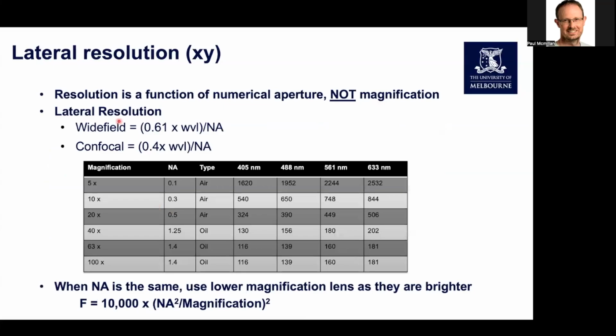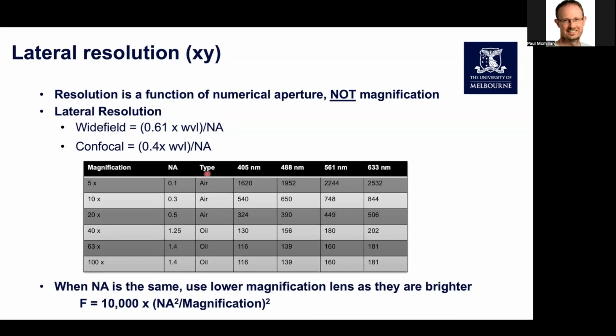So I mentioned everyone gets fixated on the magnification. When we're actually looking at the resolution of what's possible on this objective, it's actually the numerical aperture that's important, so not the magnification. So if we look at the equation, there's only 2 things we need to take into account. Here we've got equations for widefield and confocal. We've got the wavelength of the light that we're collecting and the numerical aperture of that lens.